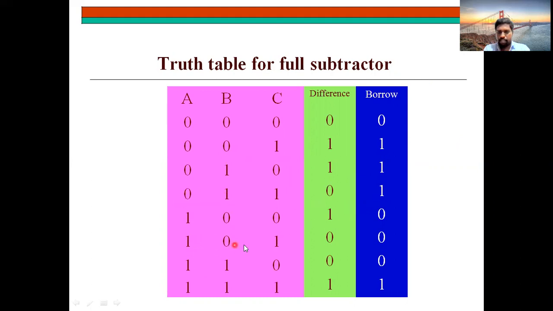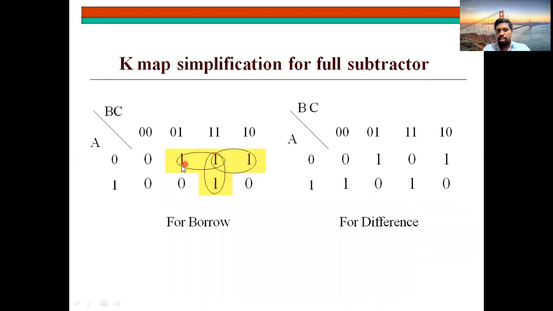Next here 0 minus 1, but here 1 is there, so no problem. Last, see, 1 minus 1 is 0. 0 minus 1 again will have difference 1, borrow 1. So clearly observe and write the truth tables. Here also see here ones are existing independently, zigzag way. So your answer will be A XOR B XOR C.